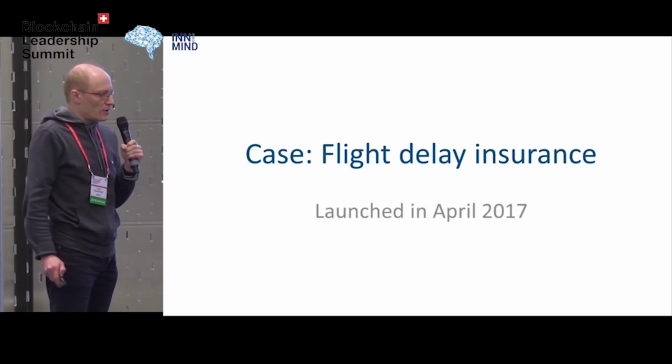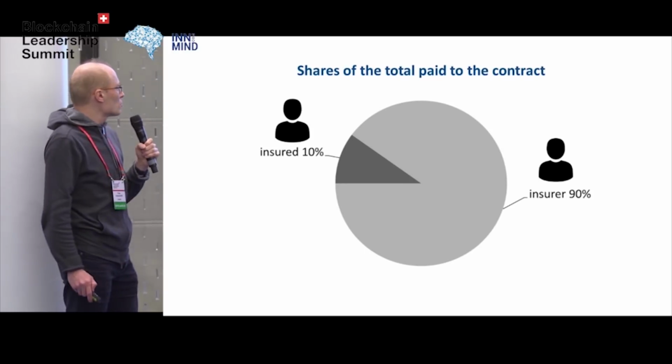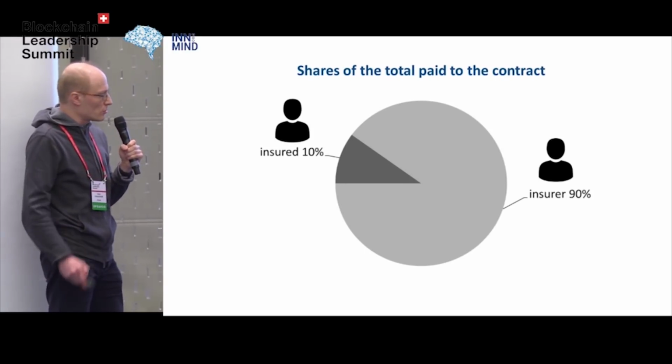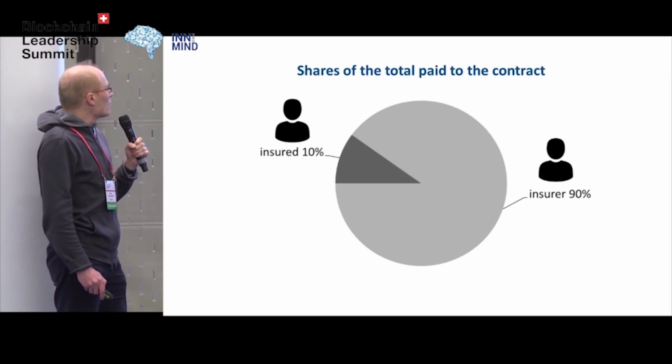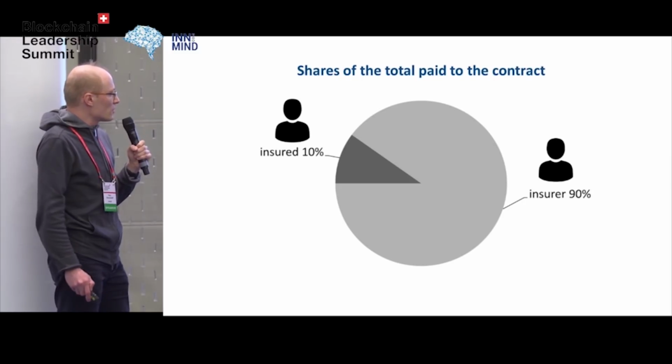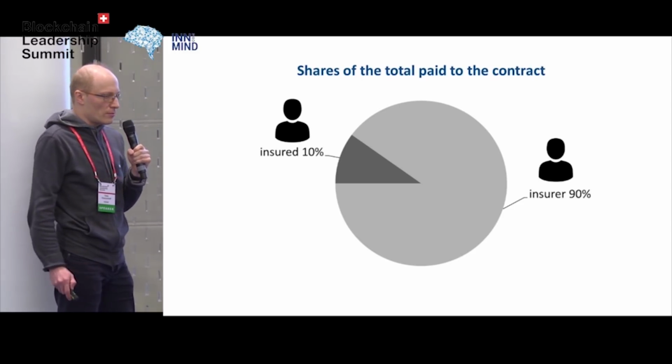Let's consider one simple example, flight delay insurance. For example, we want to make a contract which is an insurance against flight delay. There are two parties, the insurer and the insured. For example, the insured pays 10% of the total to the smart contract, and the insurer pays 90%. And the contract says that it can be unlocked by the insured if the flight is delayed by more than 1 hour, or by the insurer otherwise.